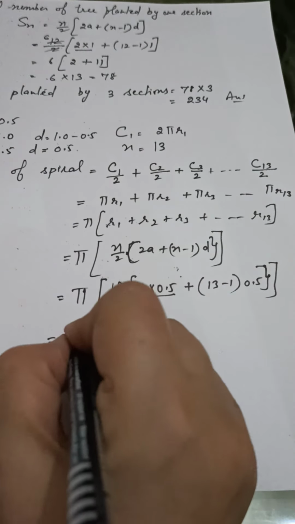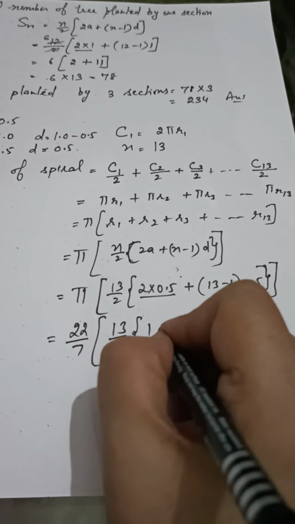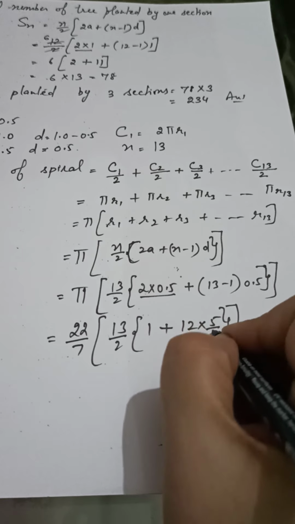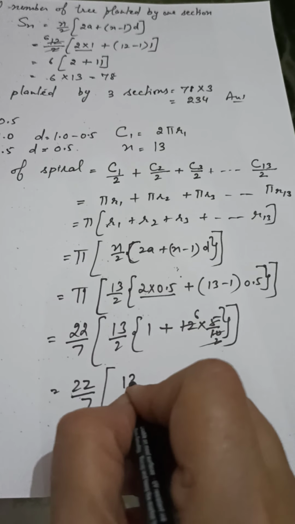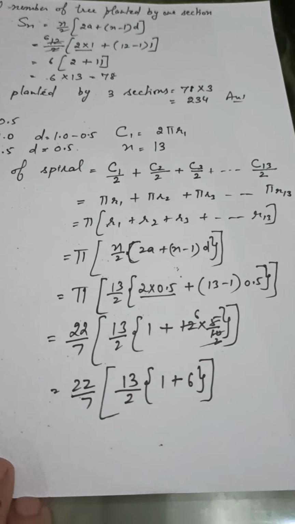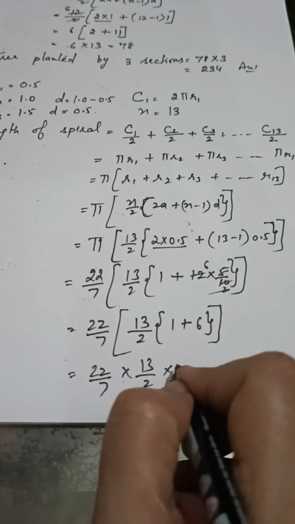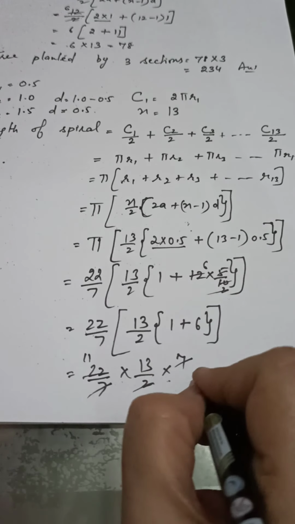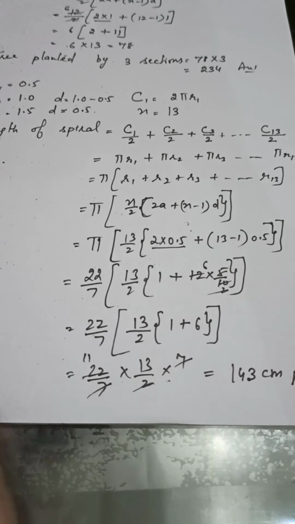Now next, pi is 22 upon 7, 13 upon 2, 1 plus 12 multiplied by 5 upon 10. 5 2s are 10, 2 6s are 12. 22 upon 7, 13 upon 2, 1 plus 6. 22 upon 7, 13 upon 2 into 7. 7 and 7 cut off, 2 11s are 22. Then the answer is 143. So 143 centimeter is your answer.